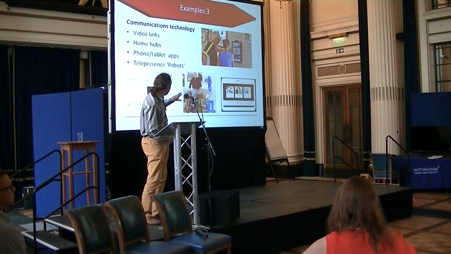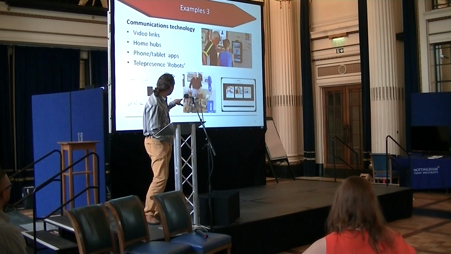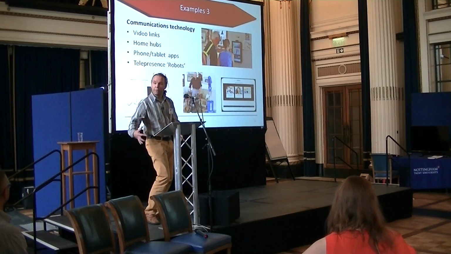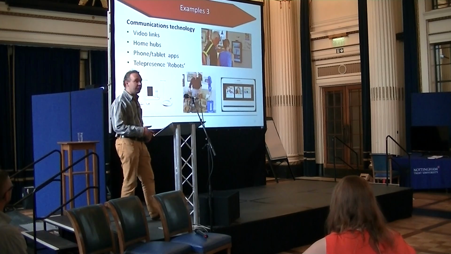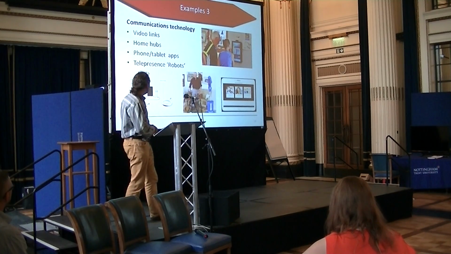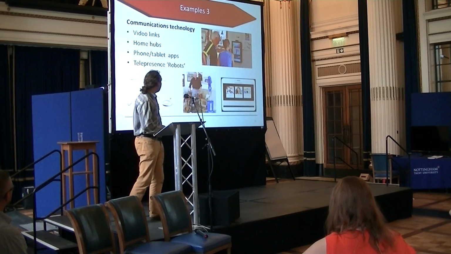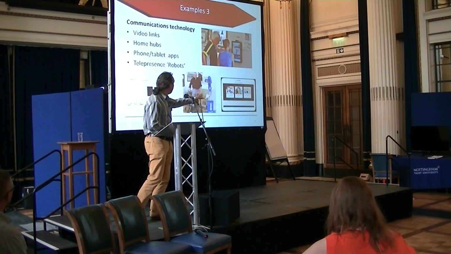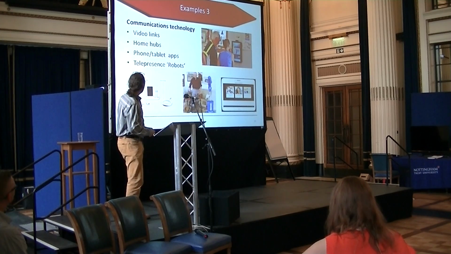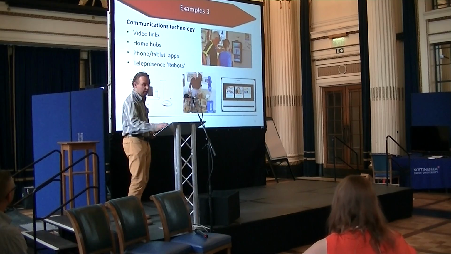So the idea is that the person is remote, but they're actually on a screen on robotic wheels, and that can be used to communicate with somebody at a distance. And there are lots of concepts of simpler versions, smartphone apps, and also home hubs that combine all the sensors together.